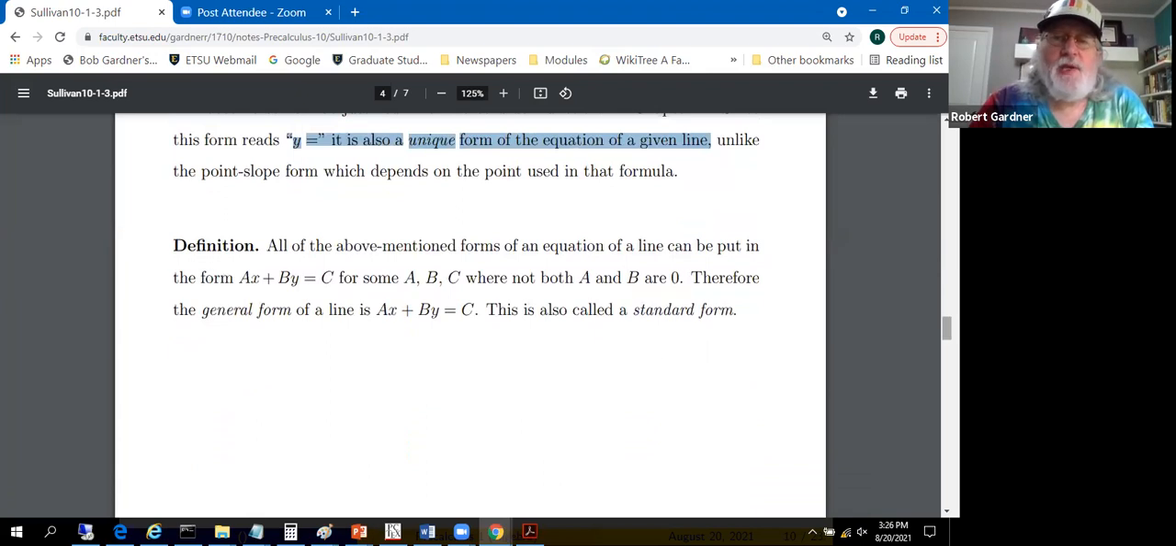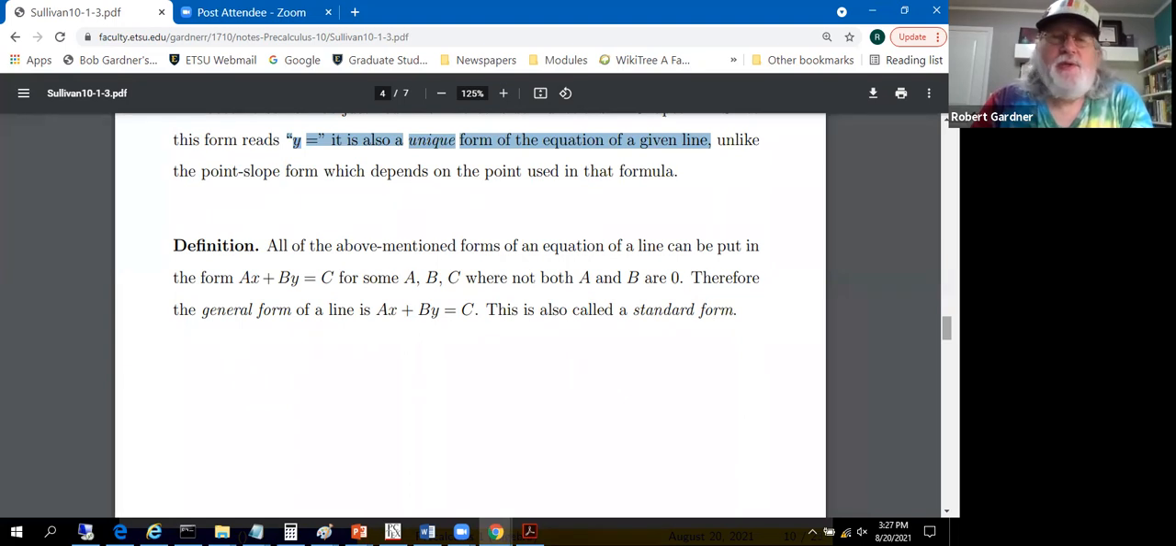Yet I am obligated to go through these other forms. Here's standard form right here. It says all of the above mentioned forms of an equation of a line can be put in the form ax plus by equals c for some capital A, capital B, capital C, where not both A and B are 0, so there really are variables. This is called the general form of the line, ax plus by equals c. Sometimes it's called a standard form.